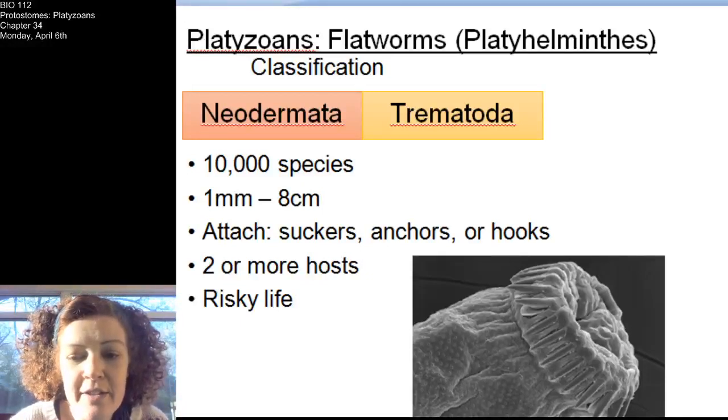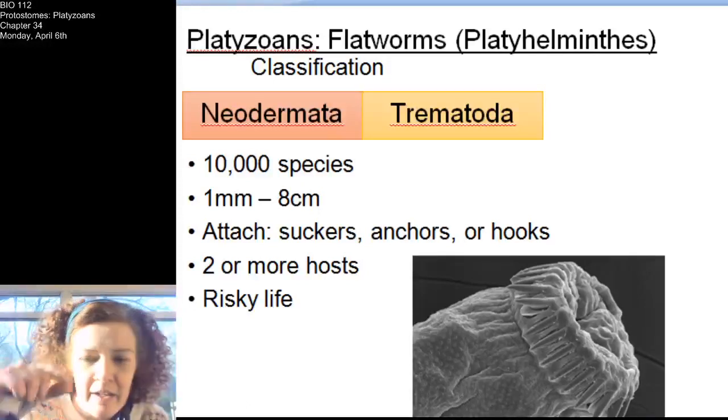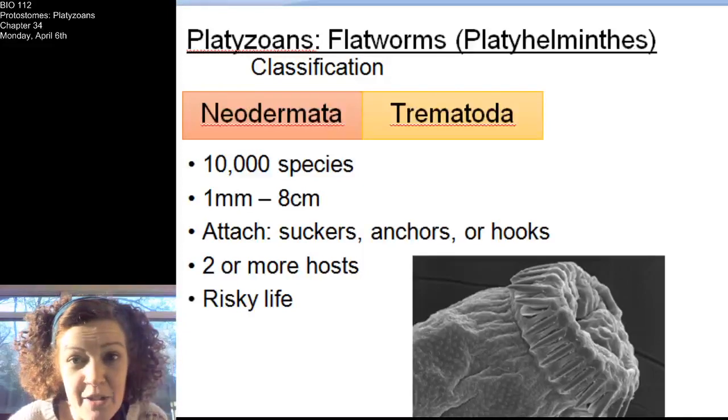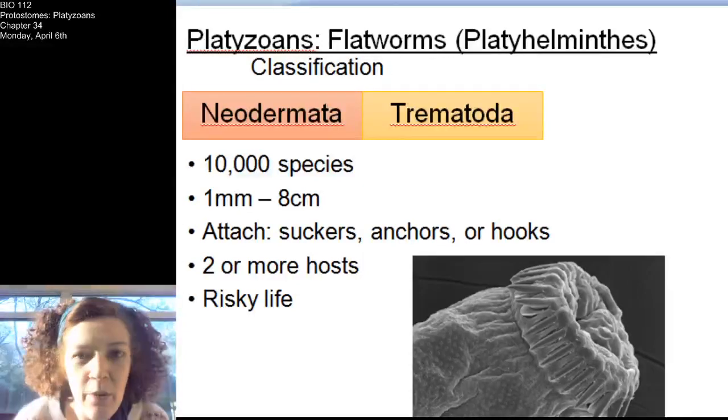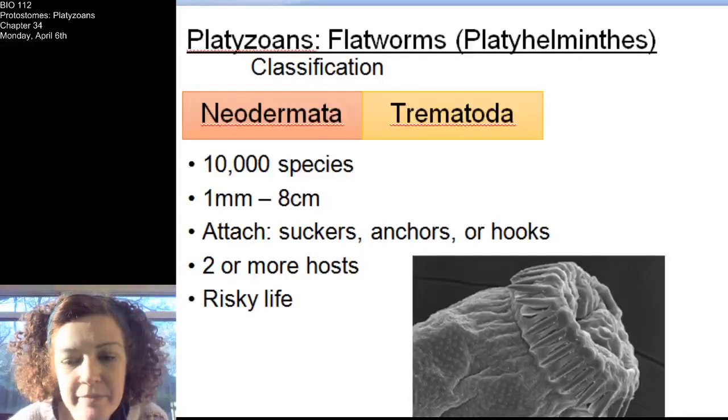There are quite a few of these. There are over 10,000 species, and they range pretty widely in size. They can be really small, up to about 8 centimeters. We actually have some in the lab. So when you get back to campus next year, if you want to see some trematodes, come find me.